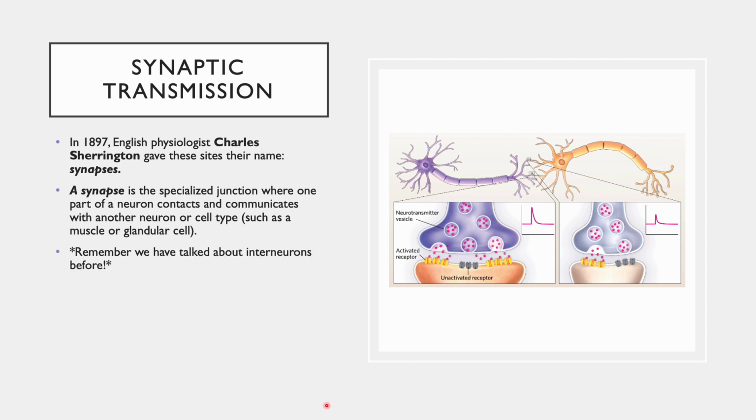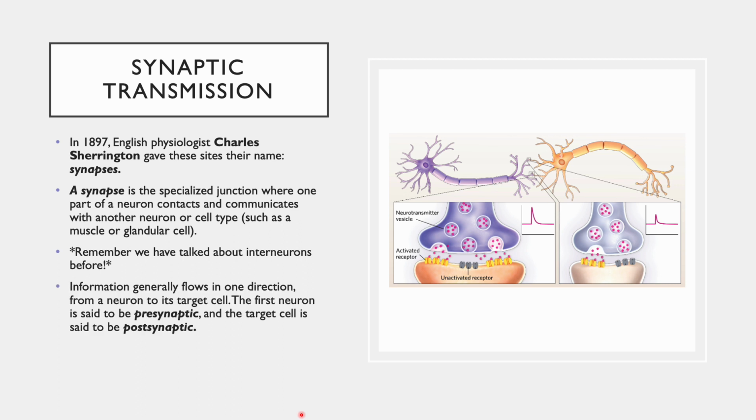And if you remember, we've talked about interneurons, which are the most typical type of neuron in which they're communicating with one neuron to the next. Other neurons can also communicate with other cells, such as muscle cells, but this is the most typical form of synaptic transmission. And remember that information is generally going to flow in one direction from one neuron to the next, so from the presynaptic cell to the postsynaptic cell, and that's the target cell. And this transfer of information is known as synaptic transmission.